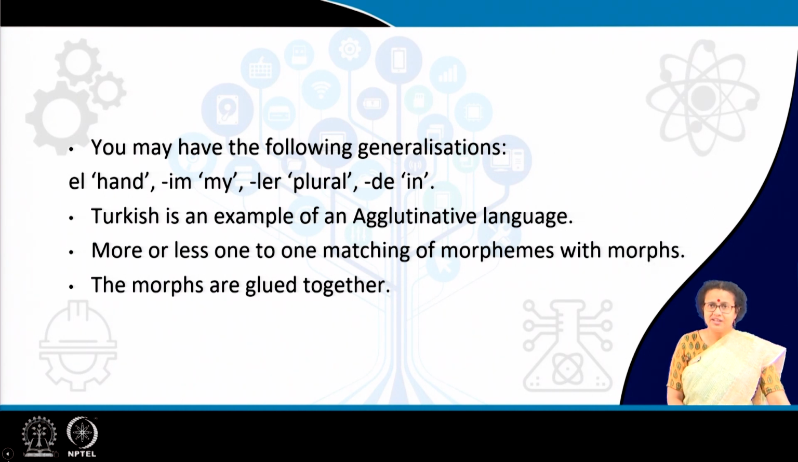What do we mean by an agglutinative language? There is more or less a one-to-one matching of morphemes with morphs. So, we have the morphs which are glued together.